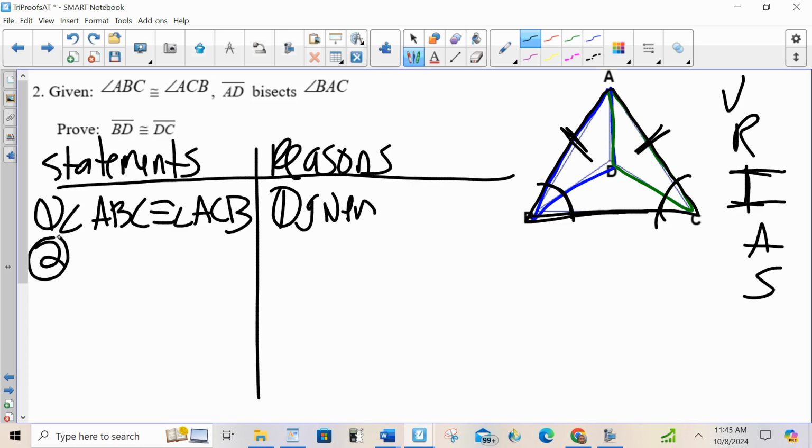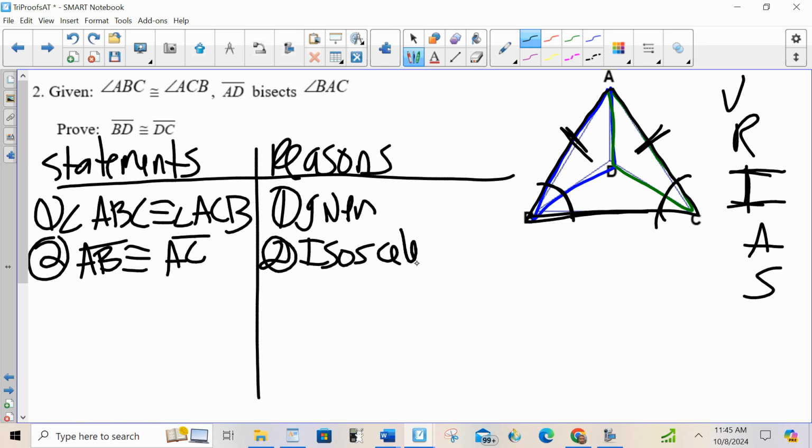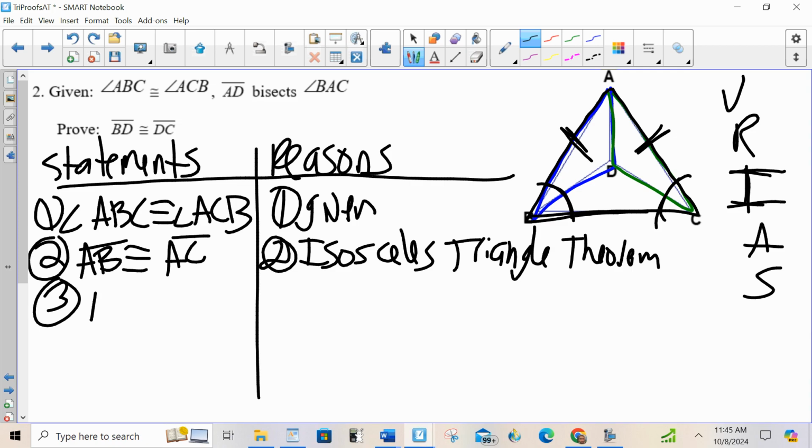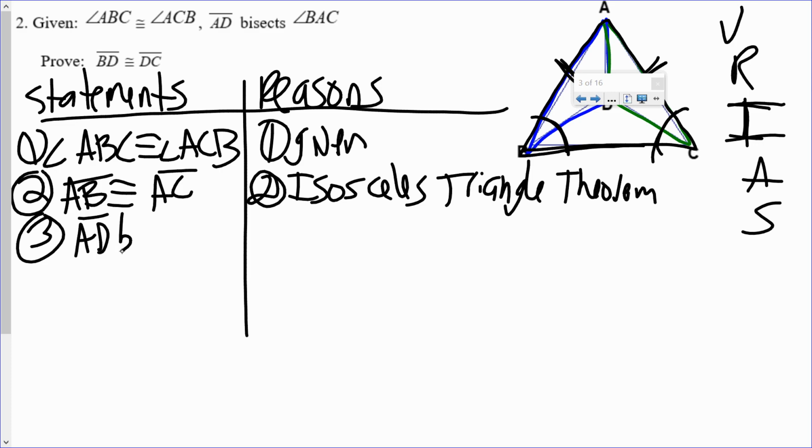So now I can state that AB is congruent to AC, isosceles triangle theorem, which states that in a triangle, congruent angles are opposite congruent sides. That counts as one thing for the triangles. I move on to my next given. I've got AD bisects angle BAC. That's given. I do a mini proof with that.